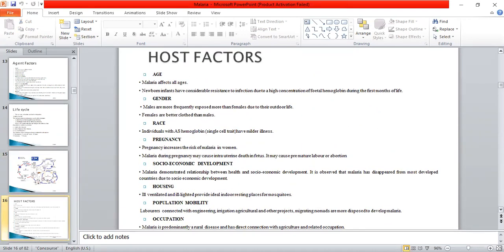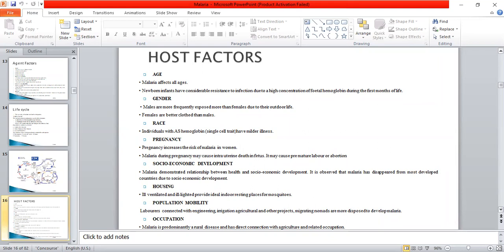When we talk about host factors: age, malaria affects all ages. Newborn infants have considerable resistance to infection due to the high concentration of fetal hemoglobin during the first month of life. Gender: males are more frequently exposed than females due to their outdoor activities. Females are better clothed than males. Race: individuals with sickle cell anemia have milder infection. Pregnancy: pregnancy increases the risk of malaria in humans. Malaria during pregnancy may cause intrauterine death of the fetus, and it may also increase premature labor or abortion.